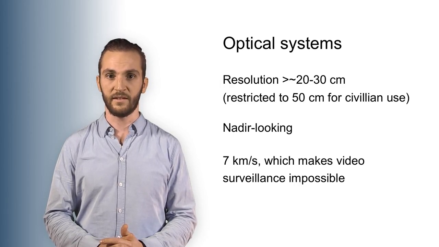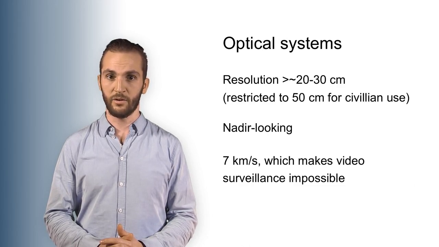Also, since satellites in the low Earth orbit move with a speed of approximately 7 km per second, video surveillance is not feasible. The use of geostationary satellites at 36,000 km altitude would allow video surveillance, but at the cost of resolution, which would drop to a few hundred meters.